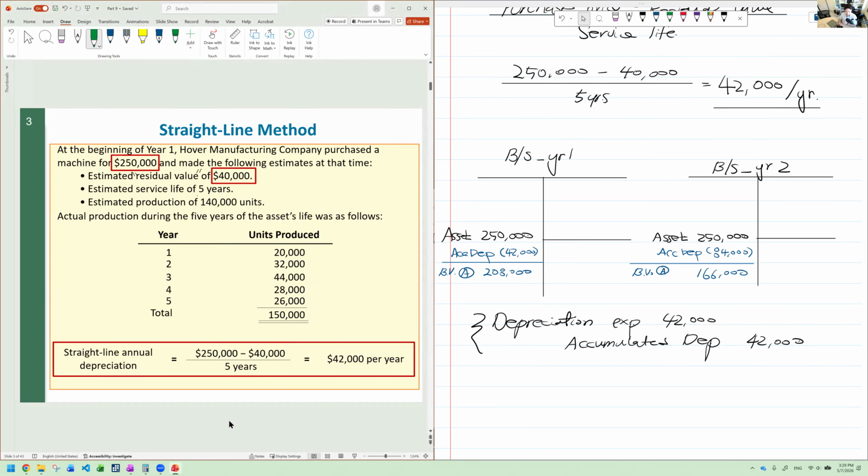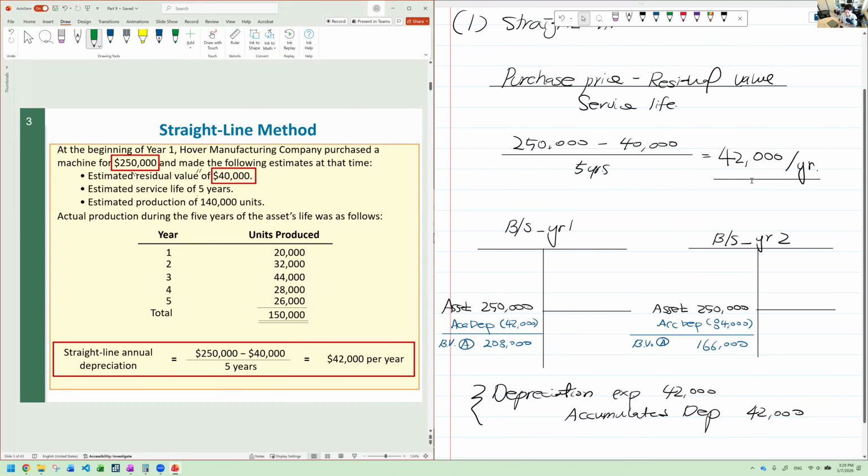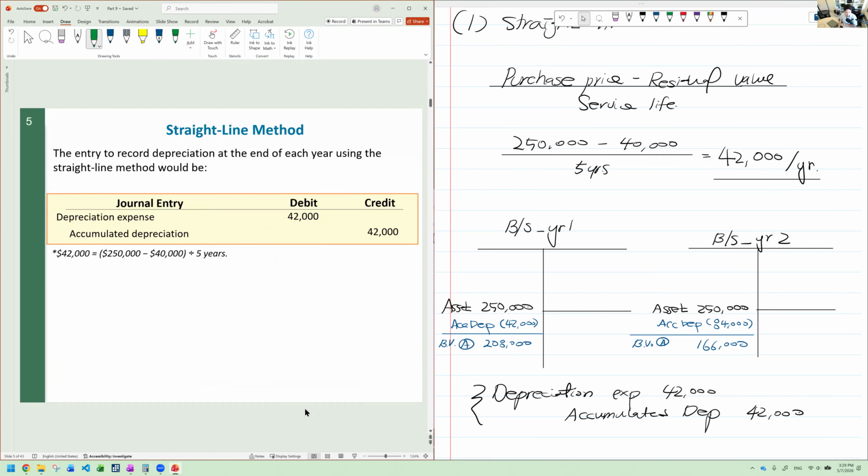So as you can see here, straight line method is somewhat straightforward. We just apply the formula to calculate the amount of depreciation that you record at the end of each year. Let's move on to double declining method.